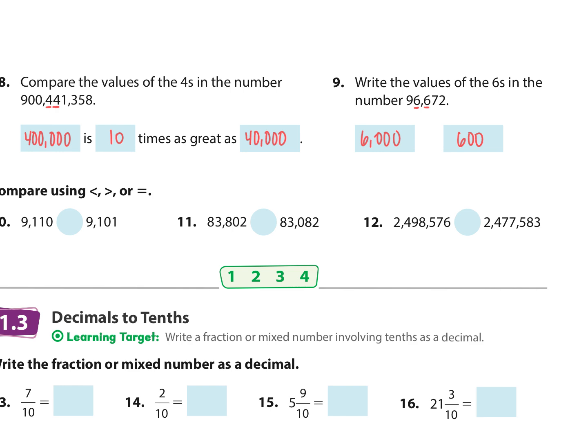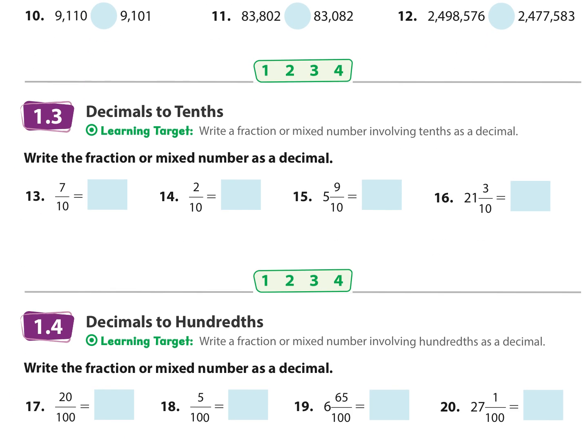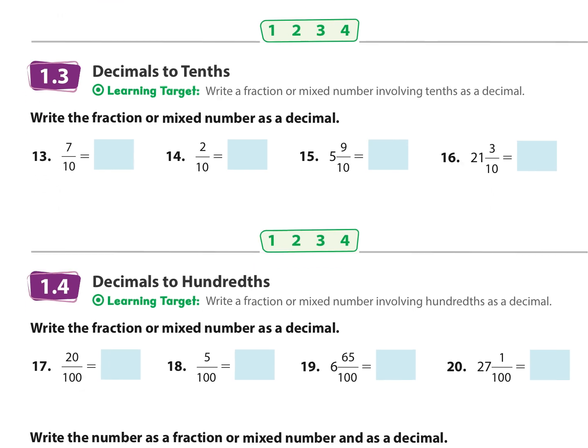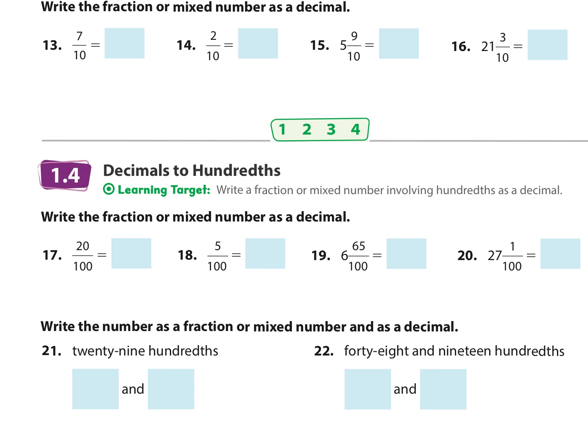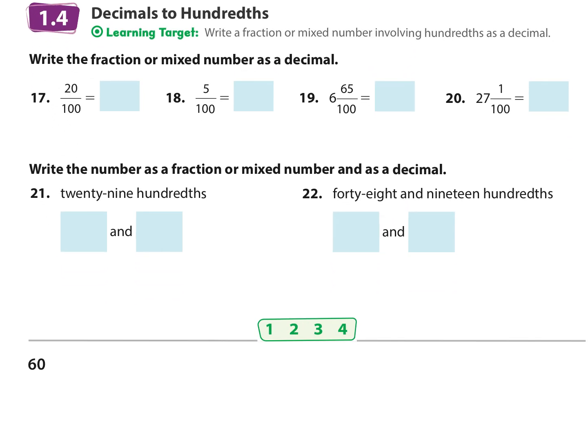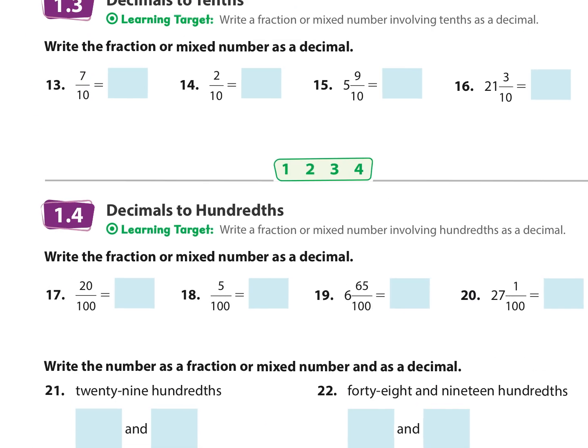Okay, how about section 1.3? It's a pretty small section, but do we have any questions on writing a fraction or a mixed number as a decimal to the tenths? Okay, how about 1.4? Same thing, but to the hundredths, and then same thing again, but this time I have to take the number in words and put it as a mixed number, fraction, and a decimal. We feel okay on that? Okay, we'll come back and we'll start going through as much as we can in a minute. Okay, here's my next section.